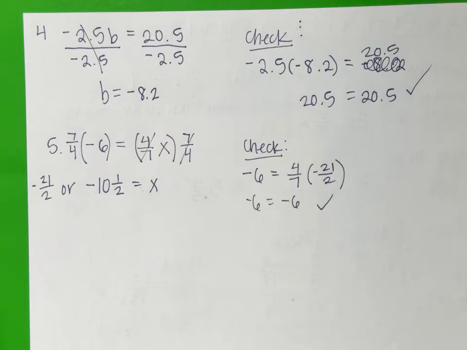So if I'm multiplying a number by a variable, and I want to solve for that variable, how do I solve it? By multiplying by its multiplicative inverse. Okay. Any questions?